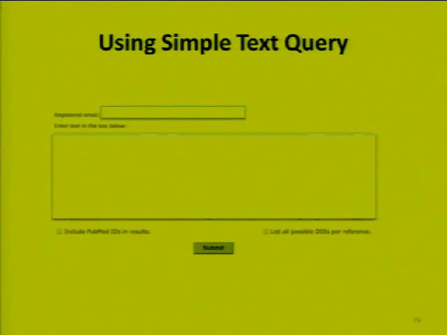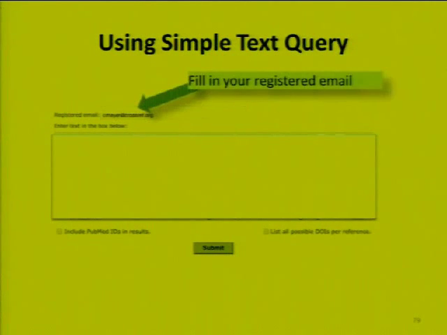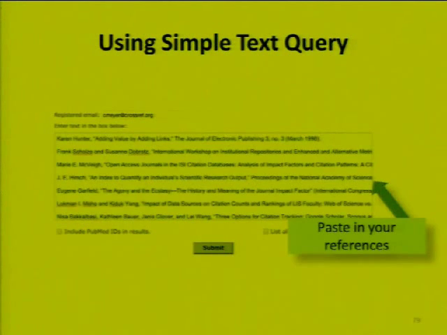However, assuming you have now registered and you go on to use the simple text query, you put in your registered email, and then you simply cut and paste all the references you have. So it can be all the references for an article. Just paste them in.